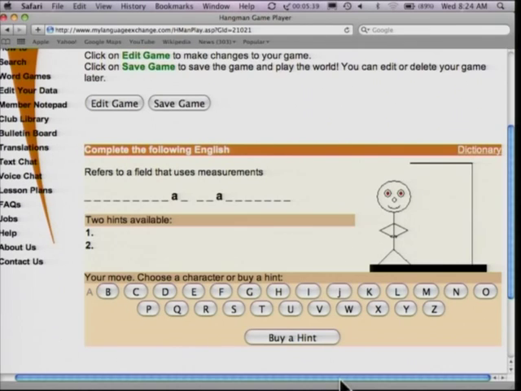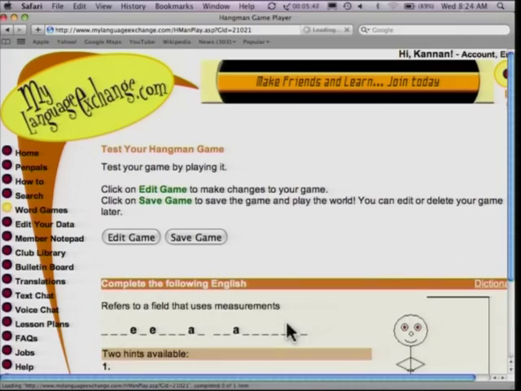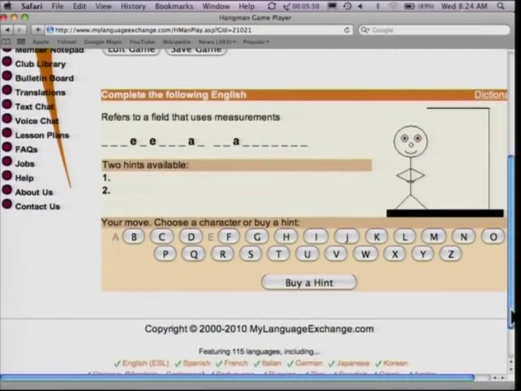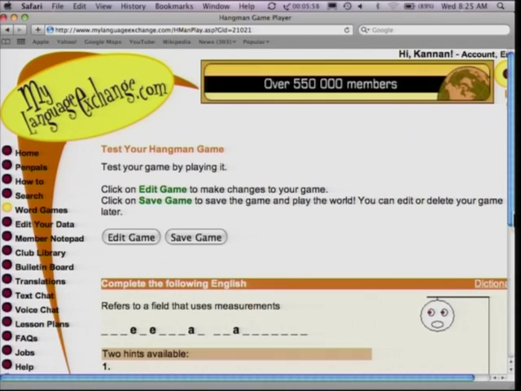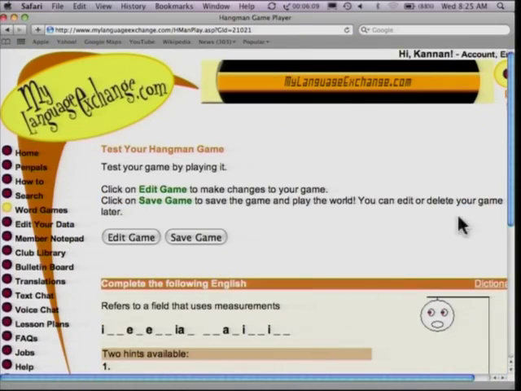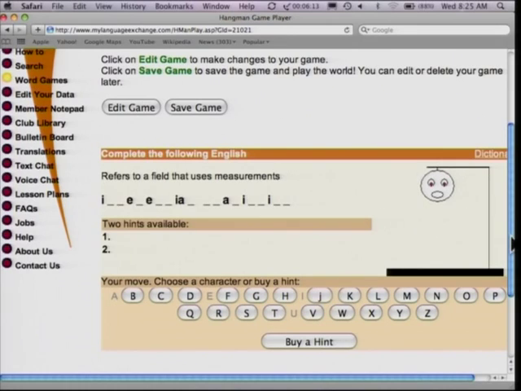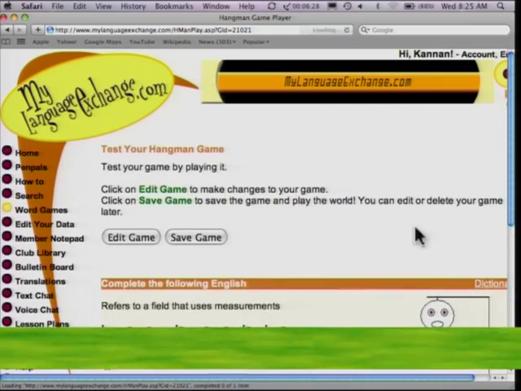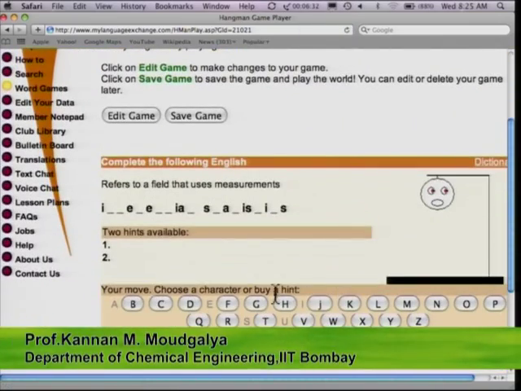Okay, A is there. E, okay. Okay, E also is there. U, okay. Oh, look at this. I, which I? This I. All right, I has been guessed. Yes, okay. T, okay.